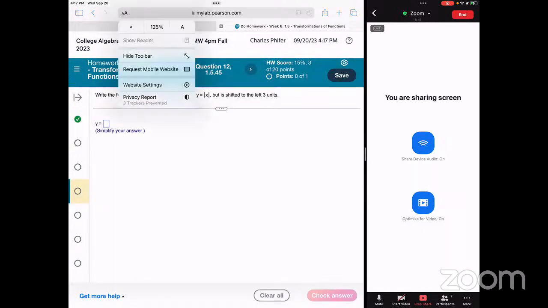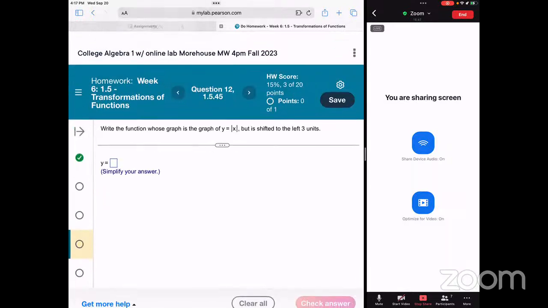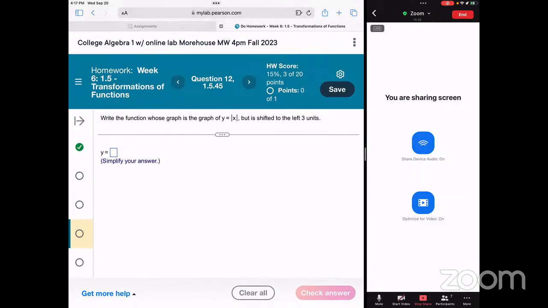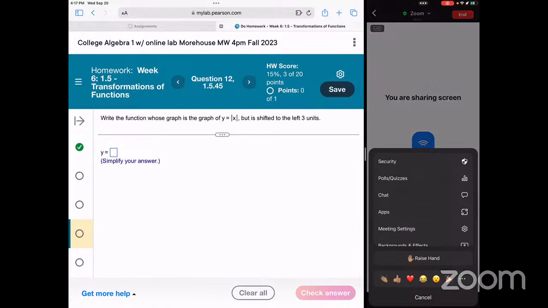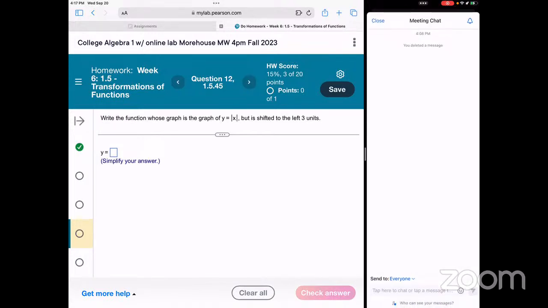So write the function whose graph is the graph of y equals the absolute value of x, but it's shifted to the left 3 units. So in the chat, how do we capture that shifting to the left by 3 units, where the base function is absolute value of x? All right. So we said something about when we move side to side, or whenever we have a horizontal change, we said whether that's an inside manipulation or an outside manipulation. All right. Okay. Let me do this one.